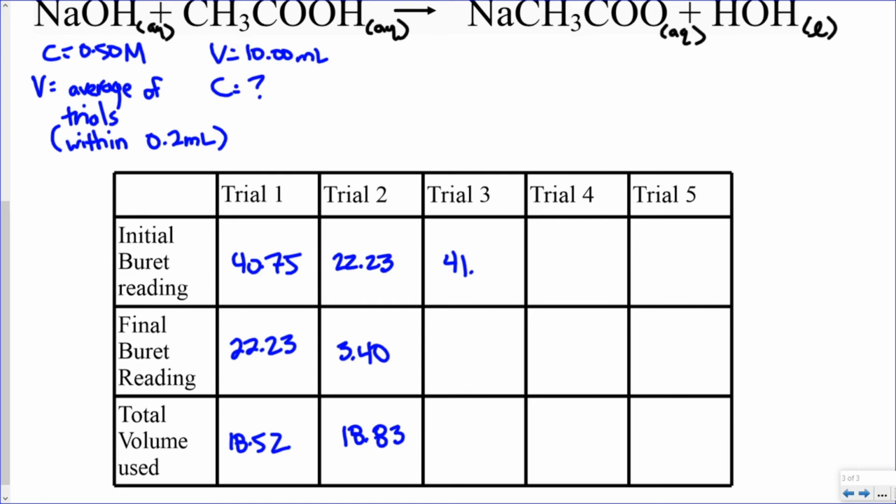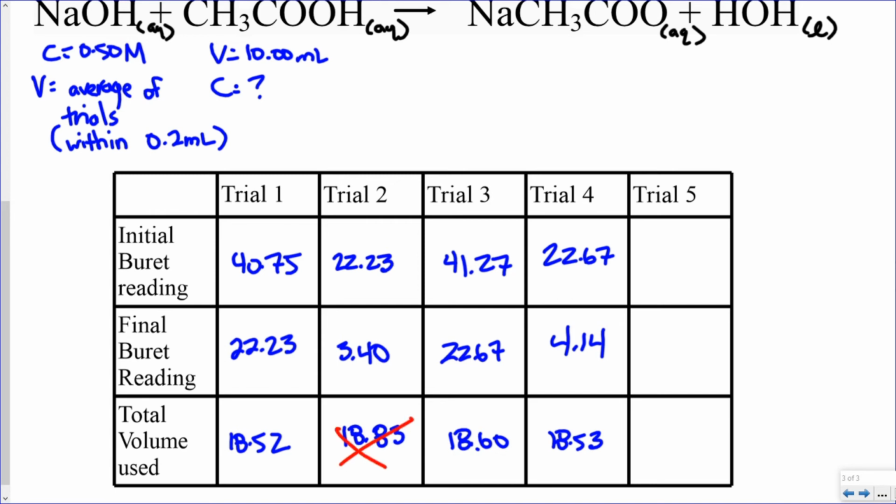Trial 3, so again, I'm just making up this data here. We get a difference of 18.60 milliliters. So first and third seem to be in close agreement. Let's hope that the next one I give you actually works. Spoiler alert, it does. It's 18.53. So trial number 1, 3, and 4 all are within 0.2 milliliters of each other. So our volume of sodium hydroxide used would be the average of those 3. We are going to ignore this one. We will ignore it in our volume calculation.